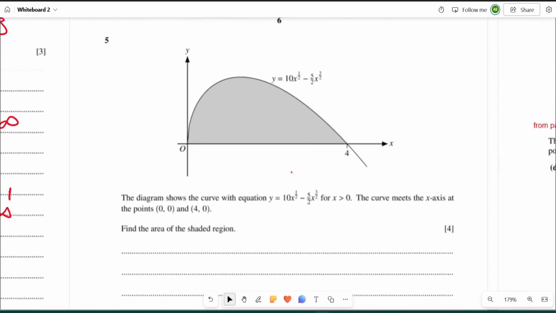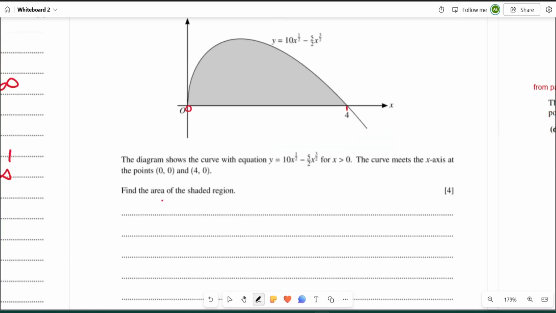Okay, application of integration. This question wants us to find the area. And as I told you in the beginning of the video, to find the area under a curve, so the area under this curve, this shaded area, I need to integrate my curve with lower and upper bounds that relate to the area that I want to get. So here clearly I want to integrate from 0 to 4 because this is the region I'm interested in. So let's see how we can do that.